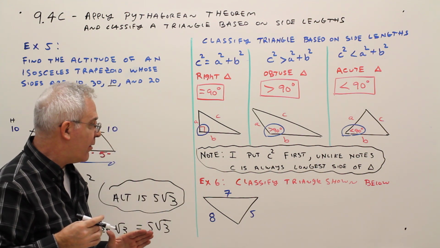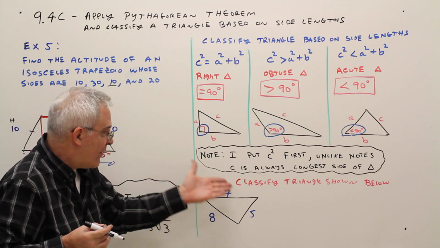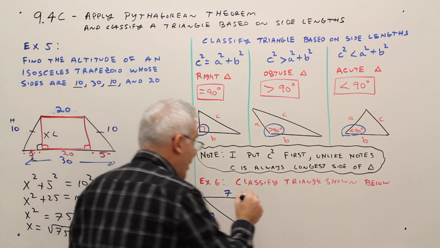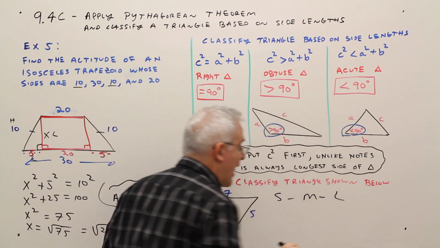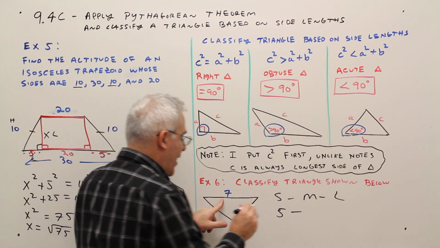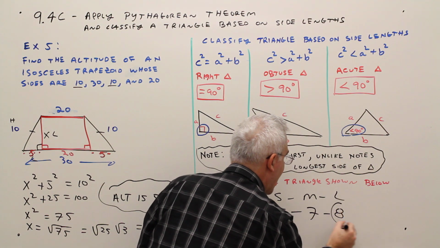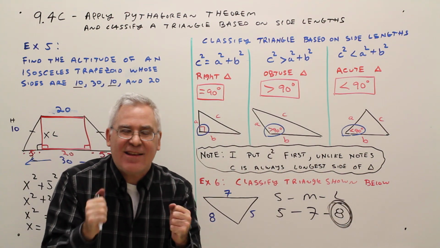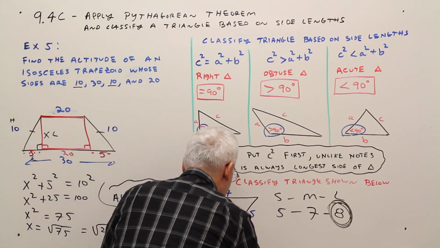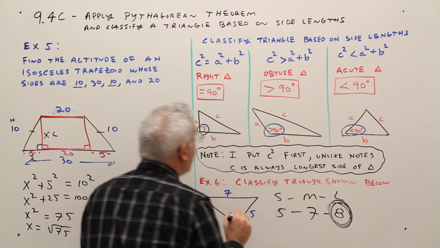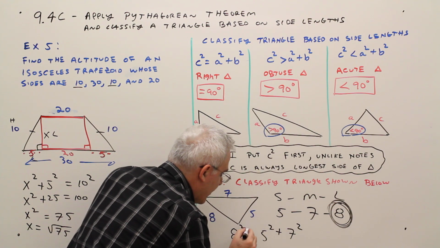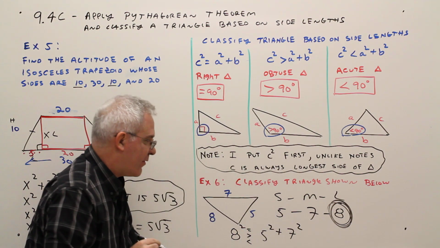All right, so here's the application. Classify this triangle right here. Okay, it's got side lengths of 8, 7, and 5. Well, the most important thing is to find the longest side. So I'm just going to arrange the sides, small, medium, and large. So the small is 5, the medium is 7, and the large is 8. And I circle that. 8 is the thing that's going to stand by itself on the left-hand side. So now all I'm saying is, how does 8 squared compare to 5 squared plus 7 squared? Is it equal to, greater than, or less than?